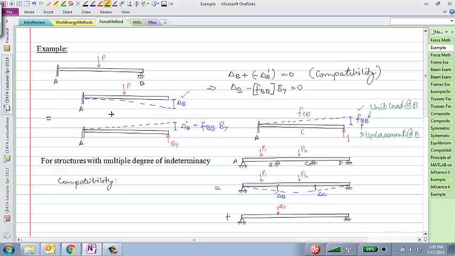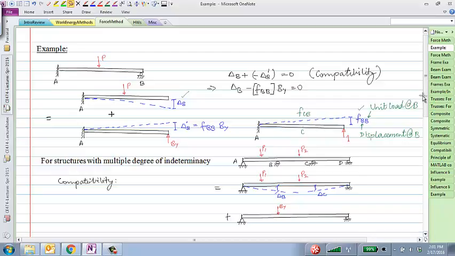This FBB is also something, the flexibility, that I can easily calculate. The only unknown in this equation is the unknown redundant force By. So if I know delta B and if I know FBB, I can easily calculate By, right? That's the force method, of course, a very simple depiction for a simple problem.